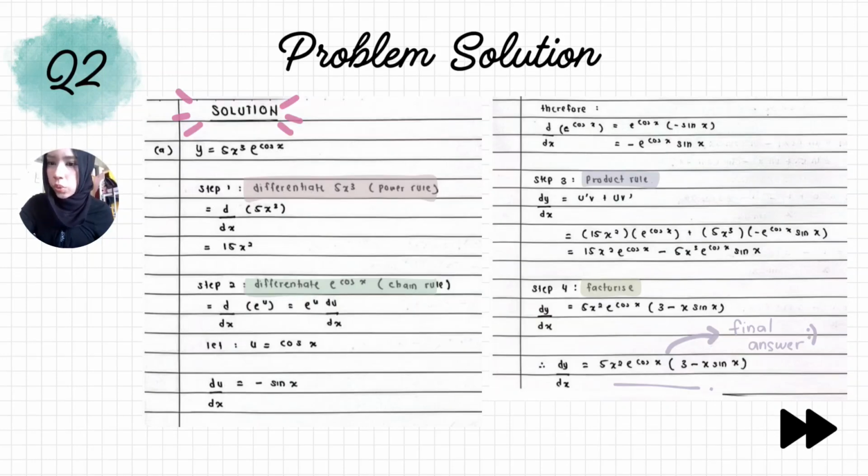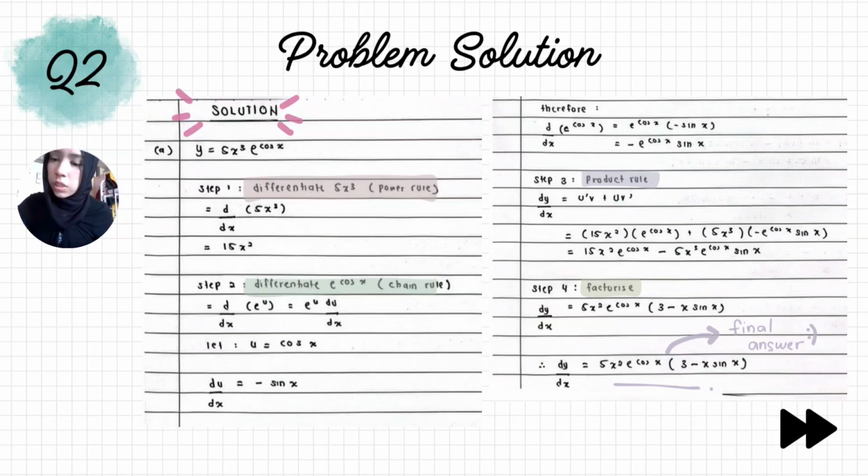Now, I apply the product rule, which is u prime v plus u v prime. Substituting the values, we get dy over dx equals 15x squared times e to the power of cos x plus 5x cubed times negative e to the power of cos x times sin x. After simplifying, we obtain dy over dx equals 15x squared e to the power of cos x minus 5x cubed e to the power of cos x sin x.